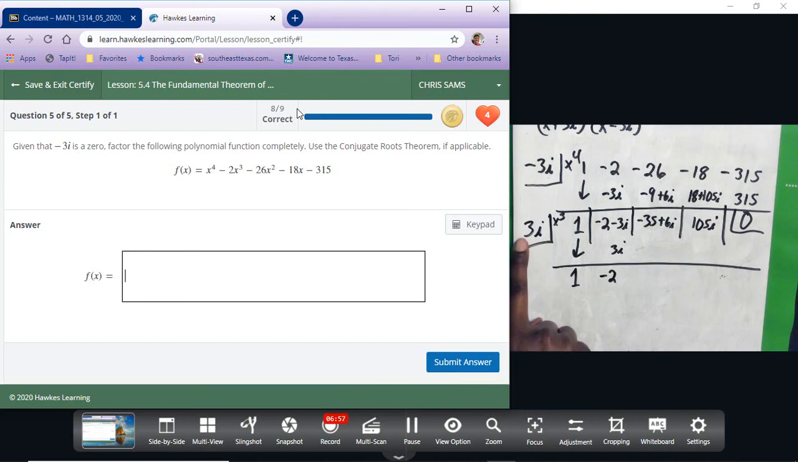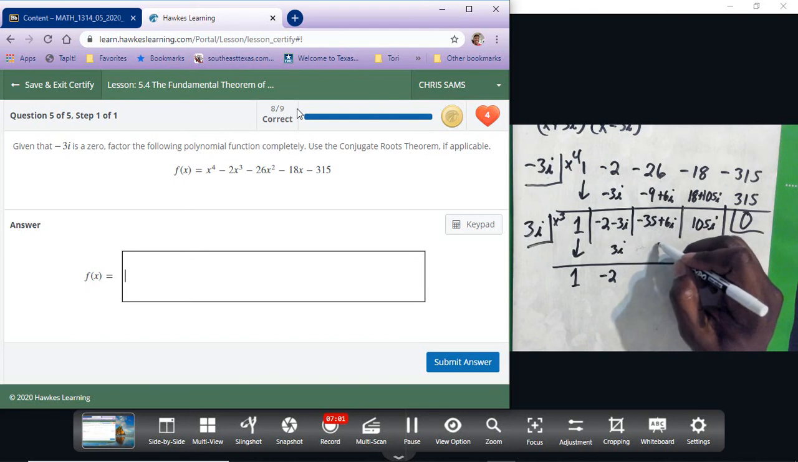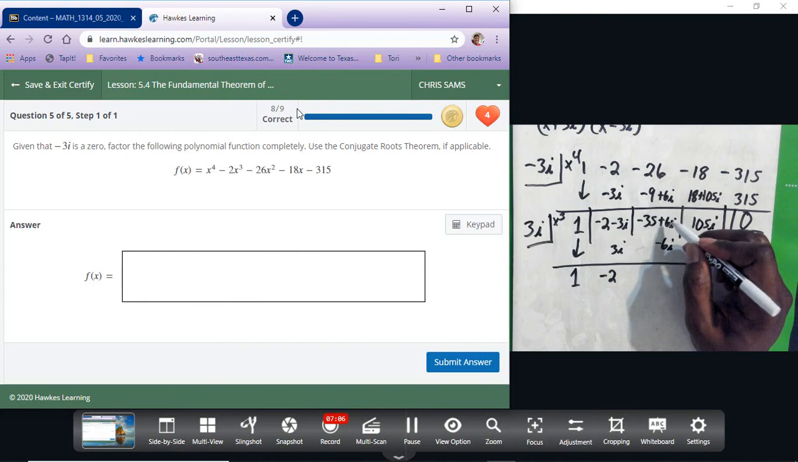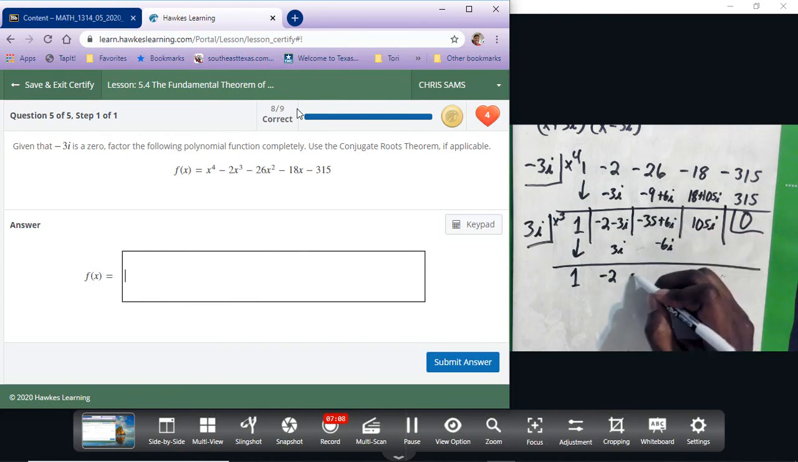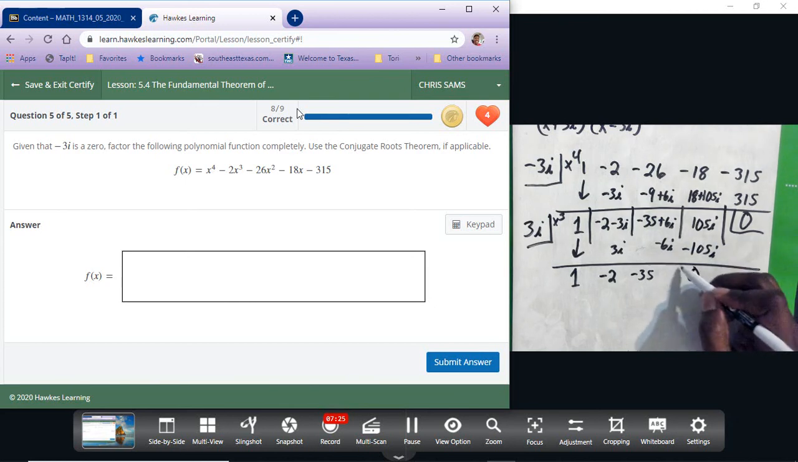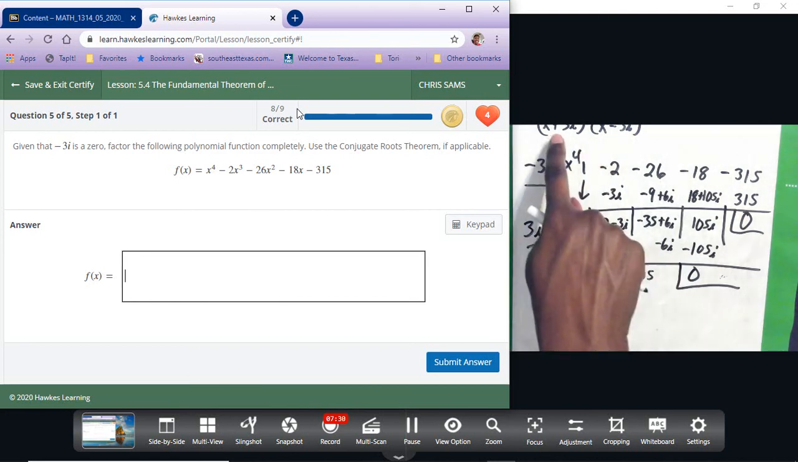Alright, now I'm going to multiply 3i times negative 2. Gives me a negative 6i. And that will combine with the 6i term, which will 0 out, and I will bring down a negative 35. Alright, and now I'll multiply 3i times negative 35, which will give me a negative 105i. Combine these, and we get 0. Okay, so these two are zeros.